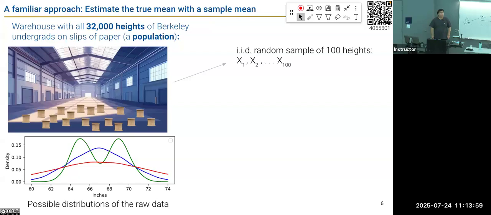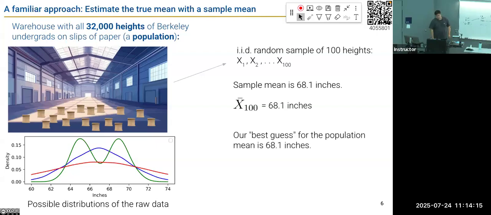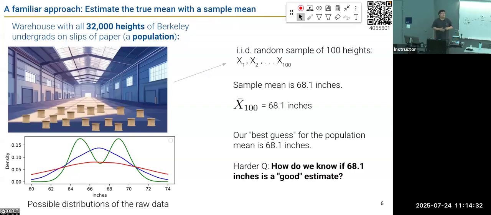So in random variable notation, we have 100 random variables, X1 through X100, and they're IID, because we're drawing with replacement. And we computed the sample mean, say it is 68.1 inches. That's our guess for the population mean, the average height for all 32,000 Berkeley undergrads. And last lecture we talked extensively about how to evaluate whether this is a good guess or not.